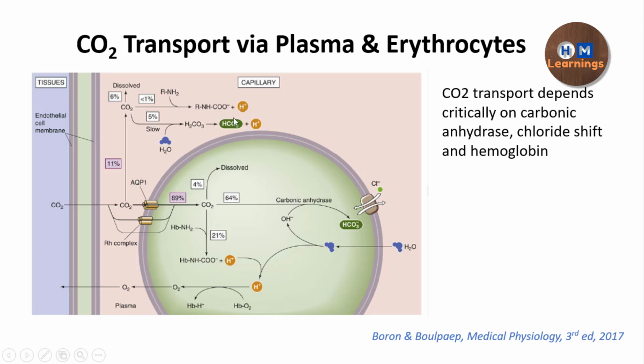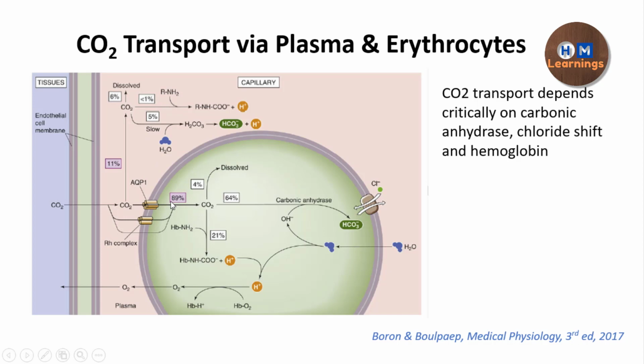Now this process is extremely slow because, as you know, a reaction speeds up when the enzyme is present, but there is no enzyme present here in the plasma to catalyze this reaction. So as a result, the bicarbonate is formed very slowly. So the contribution is very little, only 5%. So 6 plus 5 is the 11%. The contribution by the carbamino compound is very little.